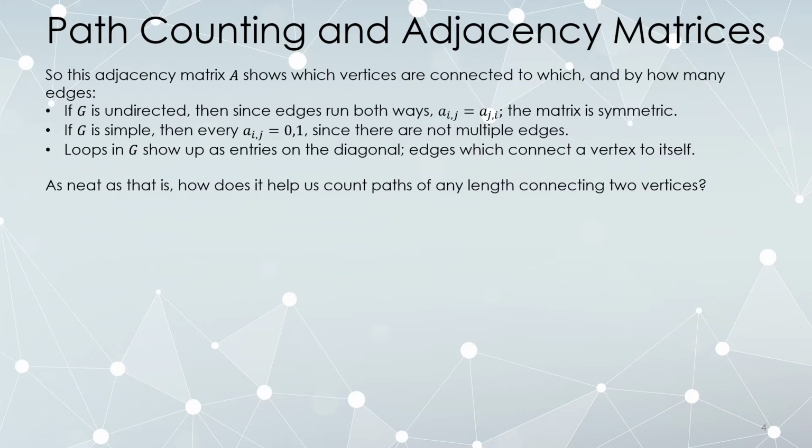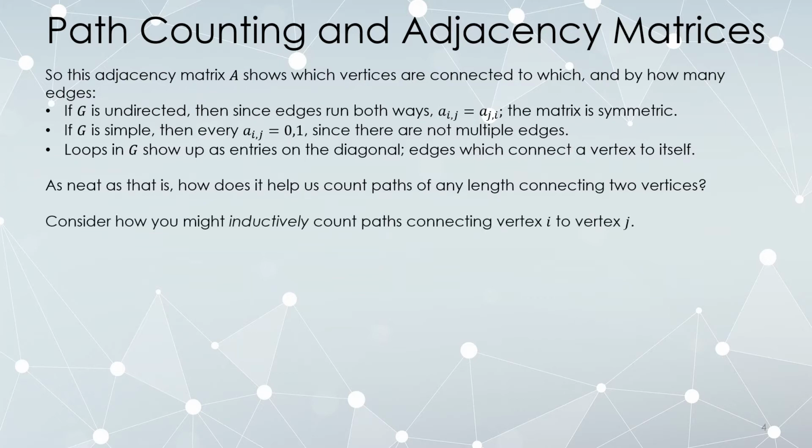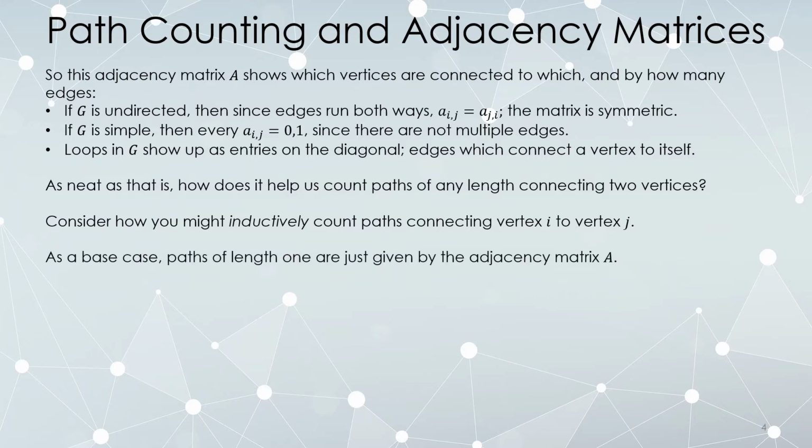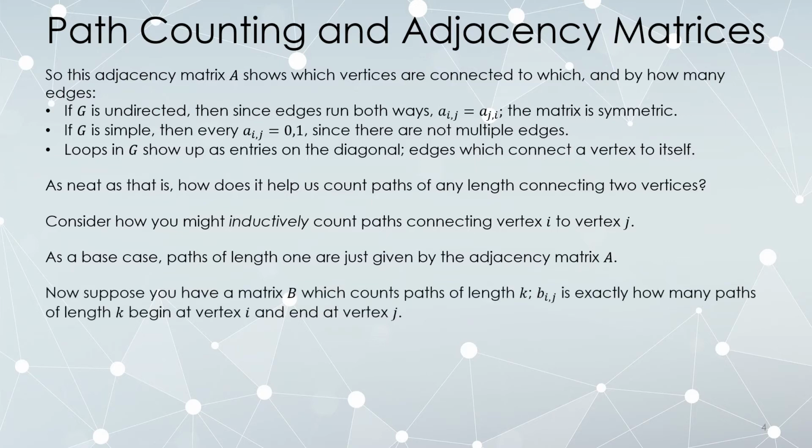So neat, I mean, okay, we can transform a graph into a matrix, but so what? So let's try to develop an inductive procedure for counting paths from one vertex to another, specifically vertex i to vertex j. The base case is paths of length 1, and that's just the adjacency matrix. How many ways can I get from vertex i to vertex j in a single step with a single edge? That's the adjacency matrix.